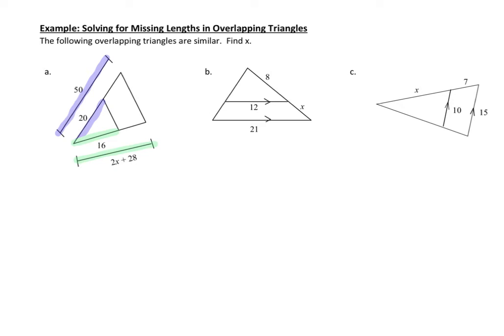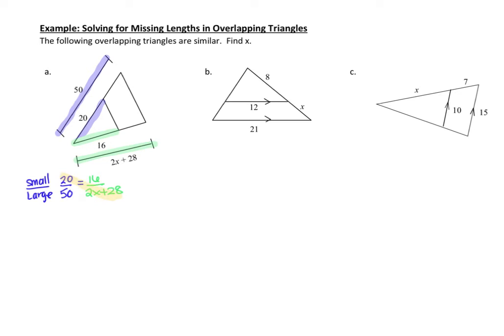I'm going to do between ratios, and I'm going to compare the small triangle to the large triangle. So let's start with this side here. That would be 20 to 50 is equal to 16 over 2x plus 28. I'm going to go ahead and cross multiply. Remember to leave it in factored form in case we can divide out that 20.